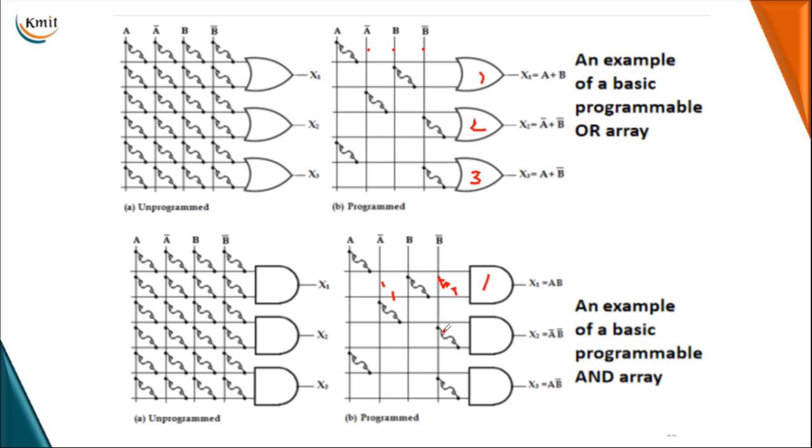To implement A bar B bar, we only have to leave the programmable connections of A bar on your first input line and B bar on your second input line. The remaining connections are blown. Then it can implement the product of the complementary variables A bar B bar. The third product term is A and B bar. On the first input line, A must be left with its fuse and the remaining all blown. On the second input line, B bar must be left alone and the remaining programmable connections are blown.